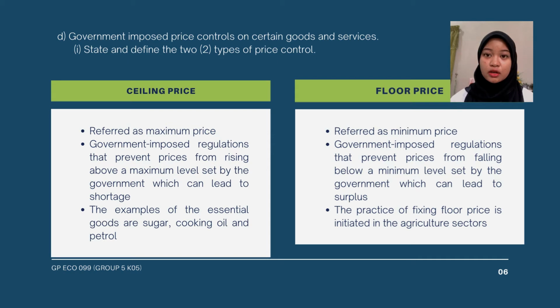The definition of floor price can be referred to as the minimum price. When the price charged is greater than the equilibrium price decided by the market forces of demand and supply, this is known as the floor price. The government imposes regulations that prevent prices from falling below a minimum level set by the government, which can lead to a surplus. For example, the minimum price used to boost the profits of food-producing farmers.